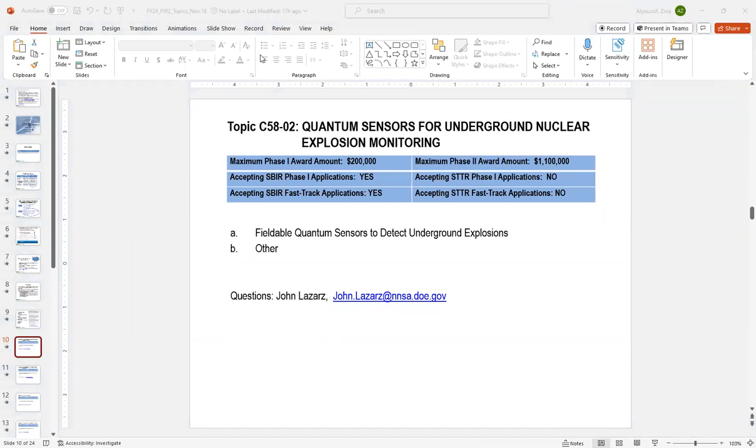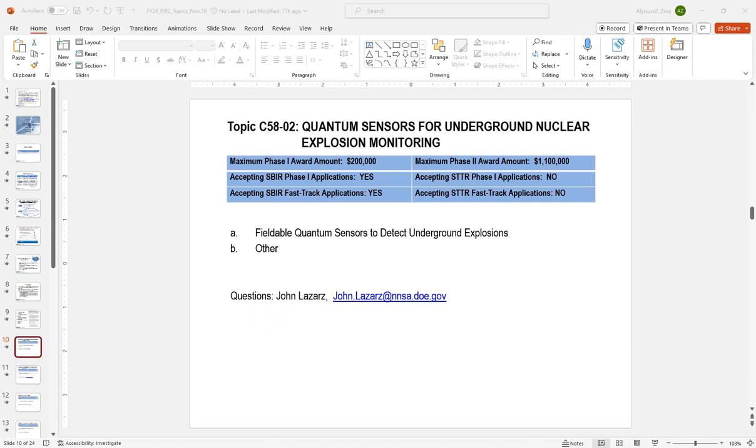Our topic is titled Quantum Sensors for Underground Nuclear Explosion Monitoring. This topic is coming out of the Office of Nuclear Detonation Detection within Defense Nuclear Nonproliferation Research and Development. This topic is specifically geared towards sensor development for underground detonation detection. We're interested in detecting and sensing signals that can be generated by underground detonations, such as seismic signals in the subsurface, infrasound signals in the atmosphere, and other signals of diagnostic value, such as electromagnetic or acoustic signals.